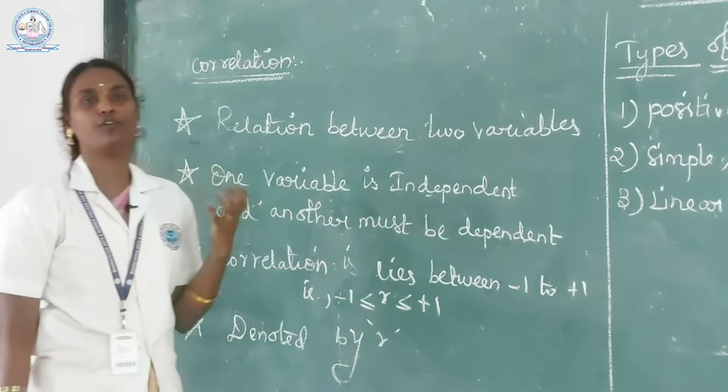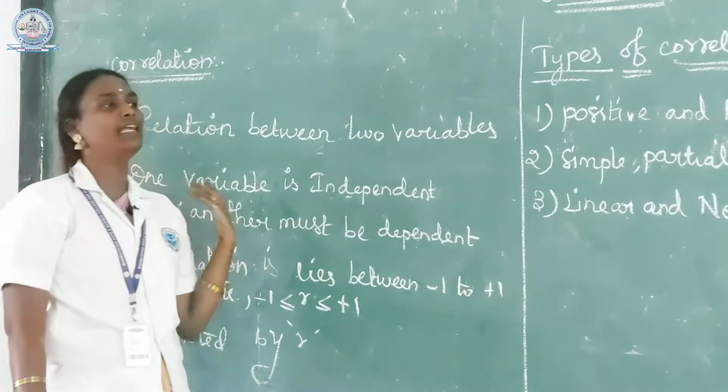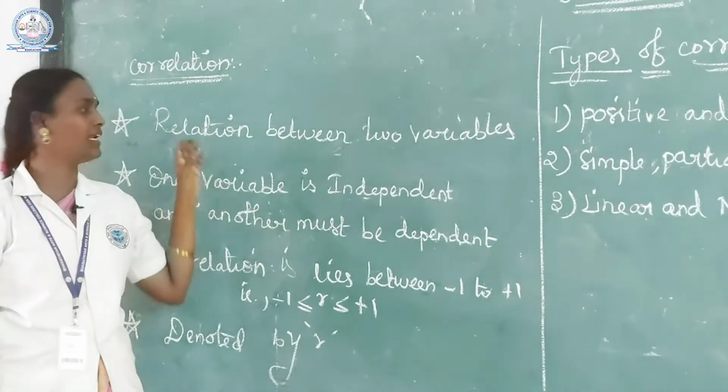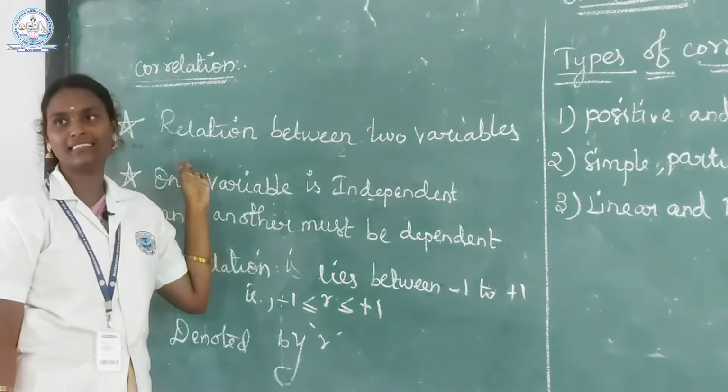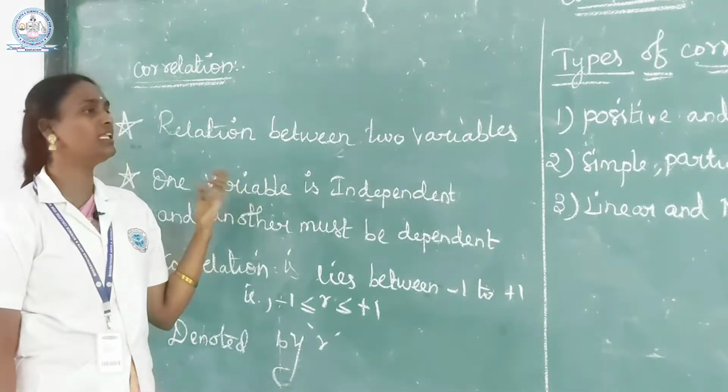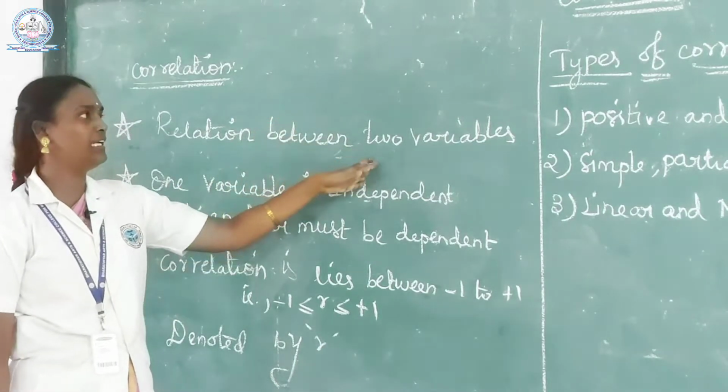For example, height of your father and height of your son. Then the second example is relation between dose of insulin and sugar level. Dose of insulin is an independent variable, then blood sugar is a dependent variable.